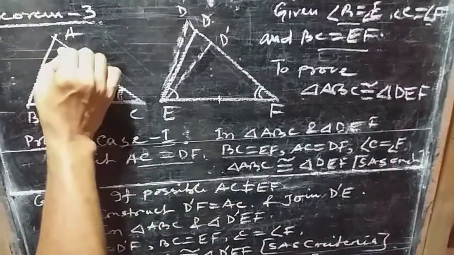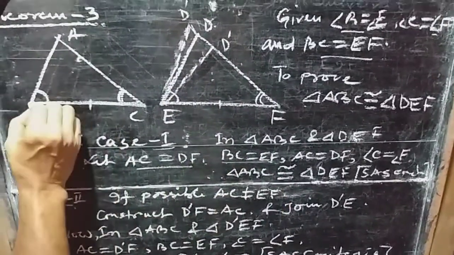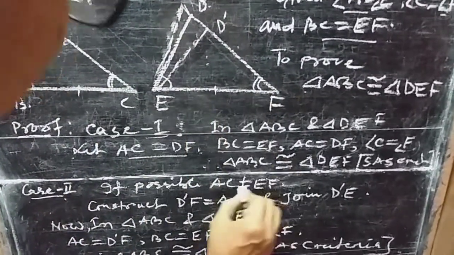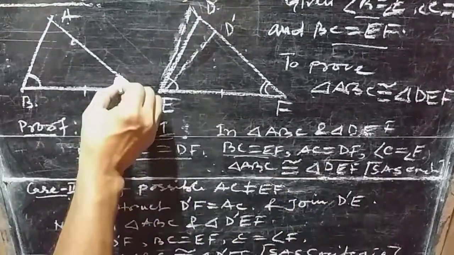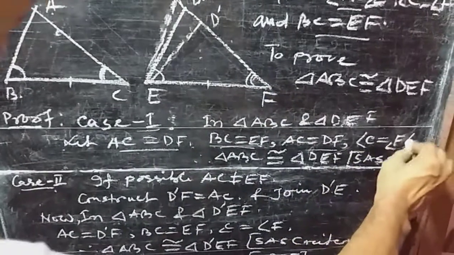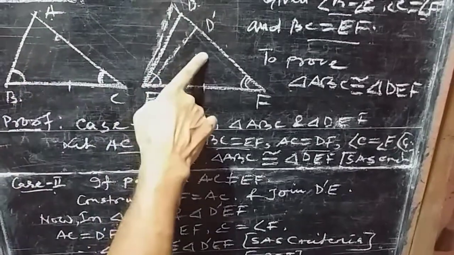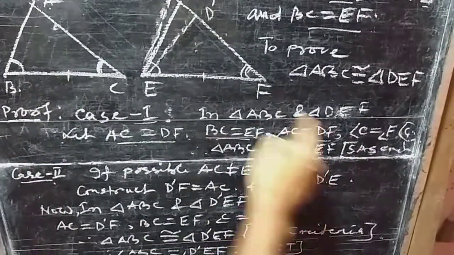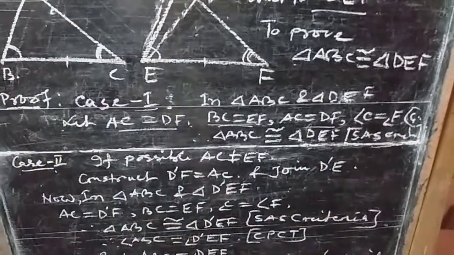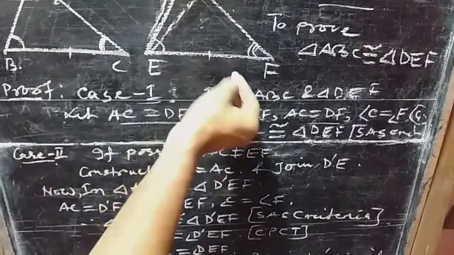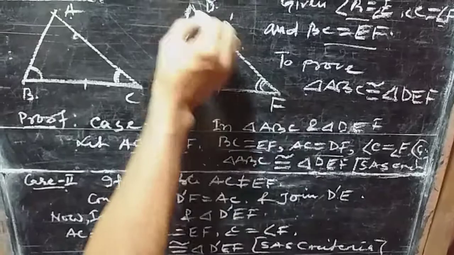Now in triangle ABC and triangle DEF, BC equals EF is given, AC equals DF, and angle C equals angle F is also given. So this triangle is congruent to this triangle. This is the SAS criterion.